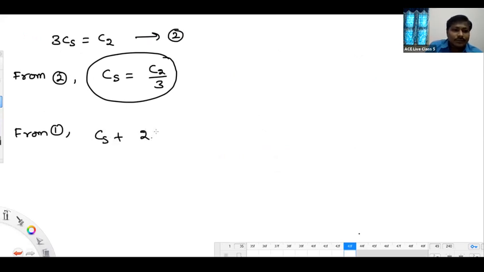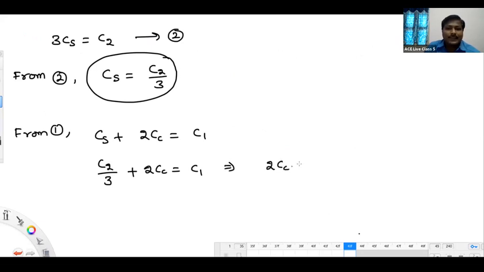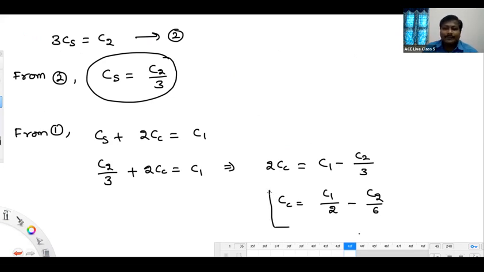CS plus 2CC equal to C1. The CS value we can keep as C2 by 3, plus 2CC. From this, 2CC is equal to C1 minus C2 by 3, and CC equals C1 by 2 minus C2 by 6. So CC equal to C1 by 2 minus C2 by 6 we can get.